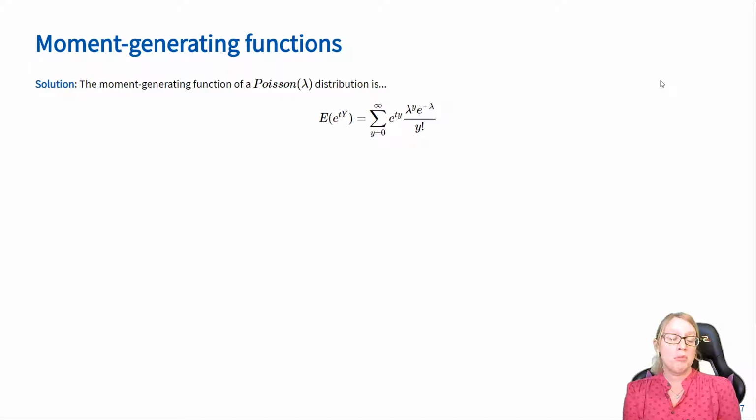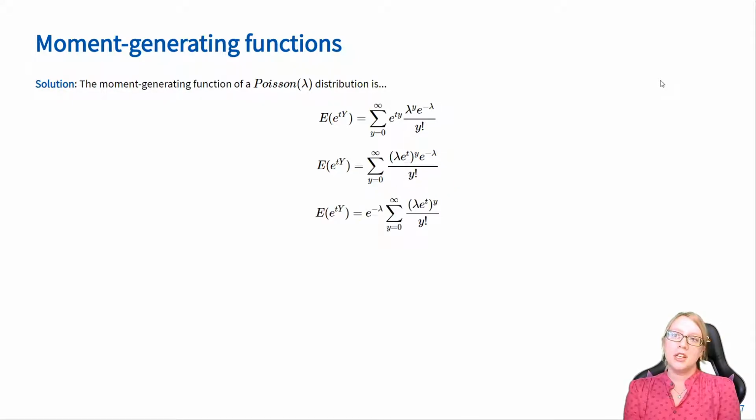So we'll take the sum, because this is discrete, as y goes from 0 to infinity of e raised to the ty times lambda to the y, e to the negative lambda over y factorial. Okay, that's going to be a lot. We'll combine some terms together to see if we can make this a little bit simpler. So we get lambda e to the t raised to the y times e to the negative lambda over y factorial. We're going to use a tried and true strategy here.